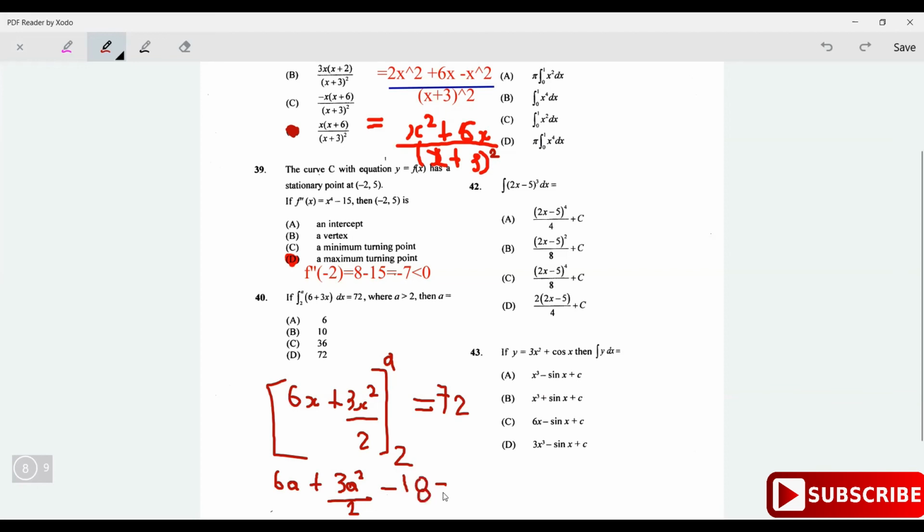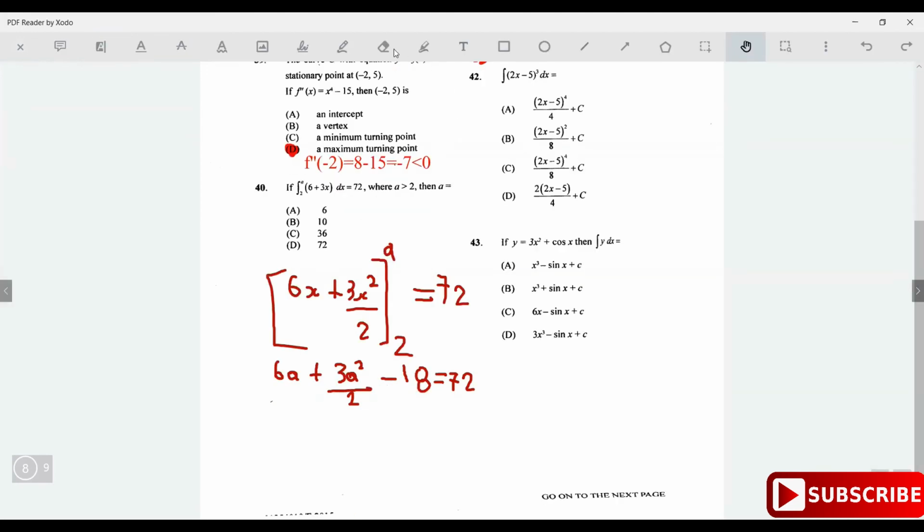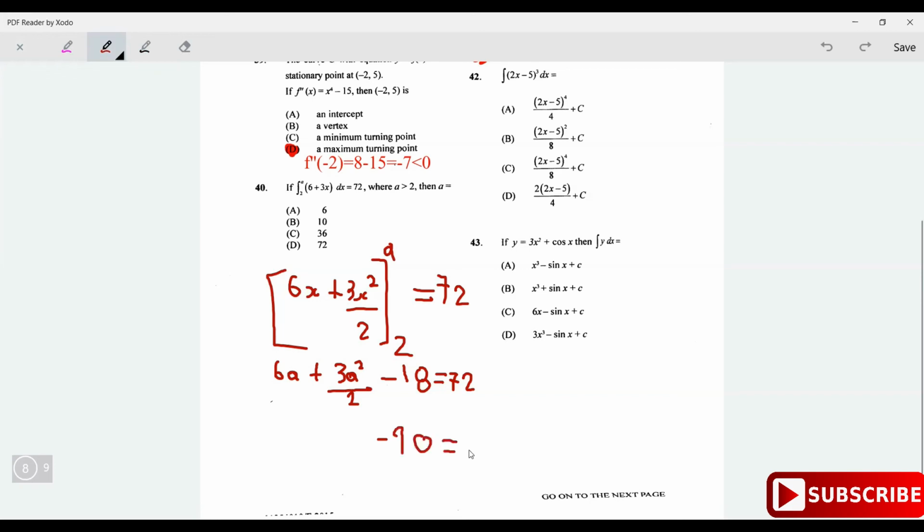The expression equals 72. And so you end up with a quadratic. So we're going to solve this quadratic now. Solving this quadratic, I'm going to bring over the 72 to get minus 90 equals 0. And then I'm going to multiply through by 2. We have 3a squared over 2 plus 6a. Multiplying through by 2, I'm going to get 3a squared.